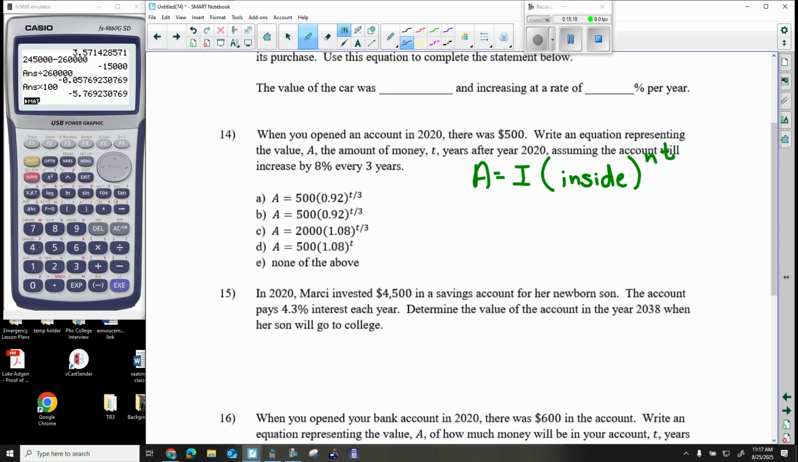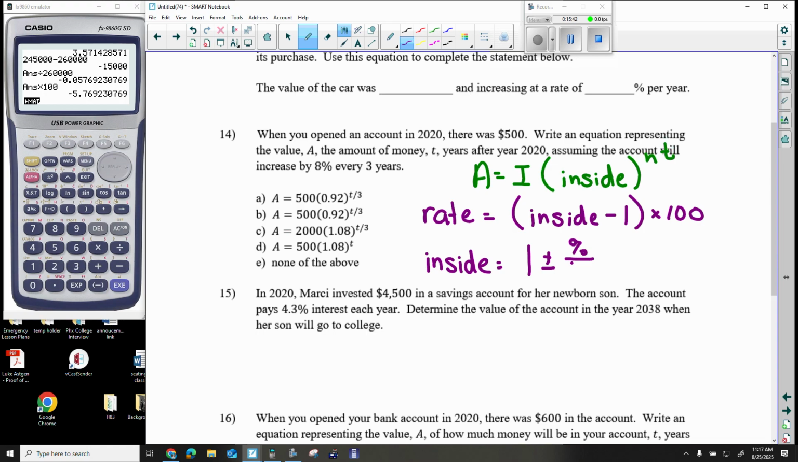Other really crazy important equations. If they ever ask for the rate itself, what you can do is take the inside value that they provide minus 1 times 100, and that will be the rate. If you're writing an equation and you need to figure out what the inside is, it is going to be 1 plus or minus the rate that they give you out of 100. Plus being the thing is increasing, minus being the thing is decreasing.